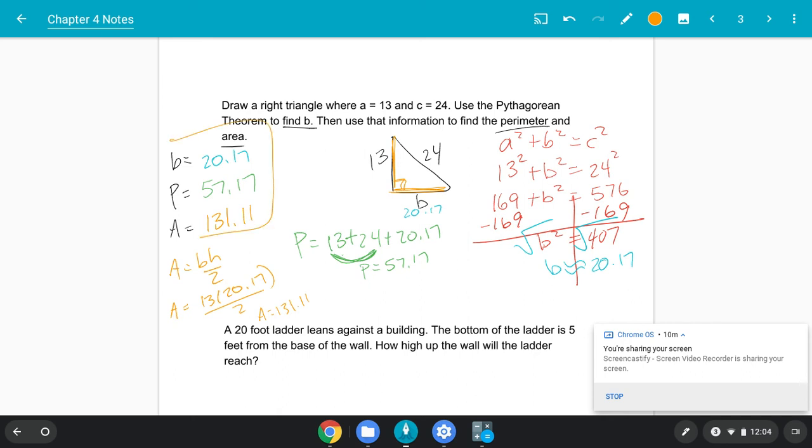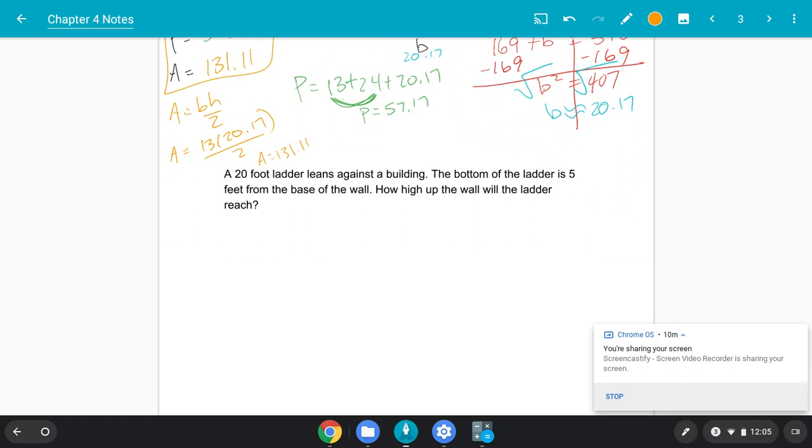All right, and then we're good there. All right, so then we'll look at a couple word problems and we'll call it good. Okay, so this says a 20-foot ladder leans against a building. I'm really good at drawing, you guys. Hope you're prepared. So there's a building, and there's a ladder that's leaning against it.